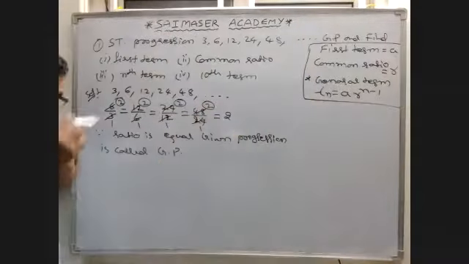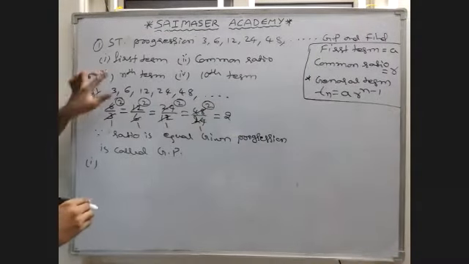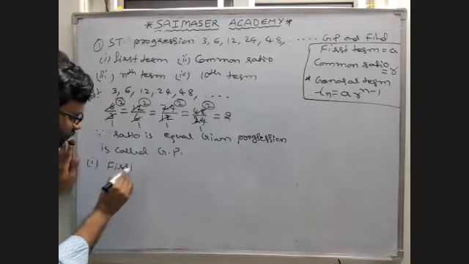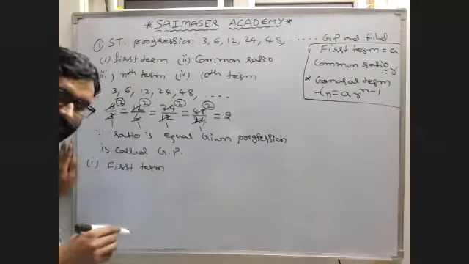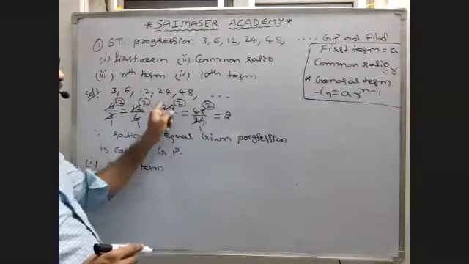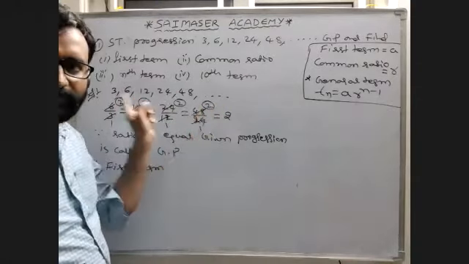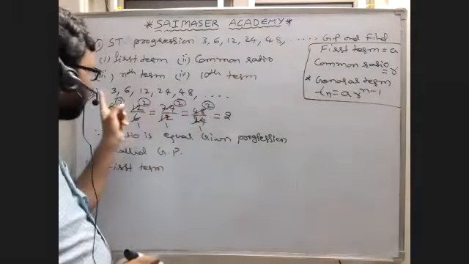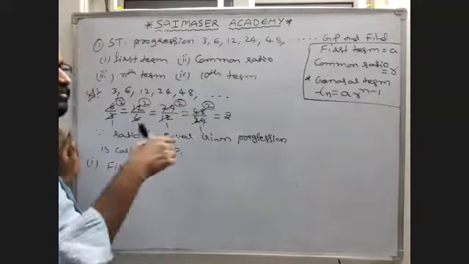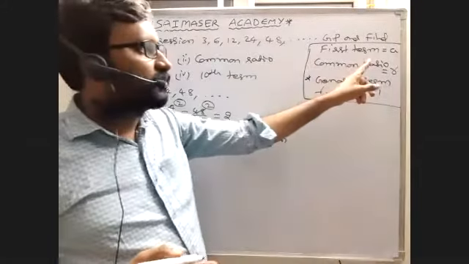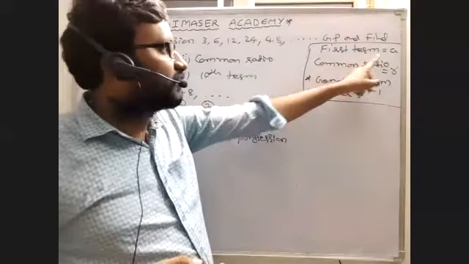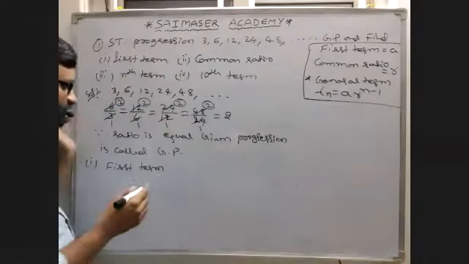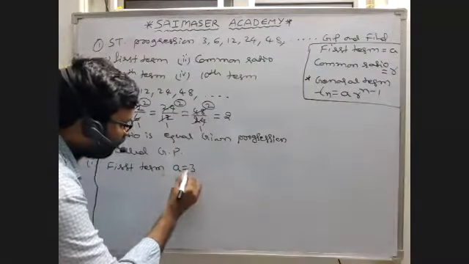That is the first question: show that it is GP. Finish. Now what is the first bit? First term we have to find. What is the first term in this series? Can you say, Lucky? 3. We denote the first term with A. First term is 3. So first term A is equal to 3.